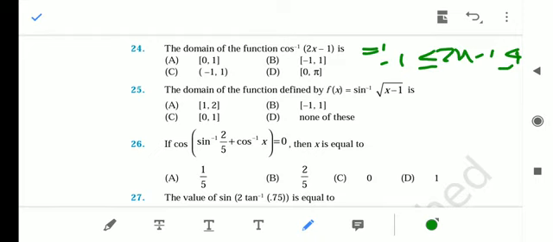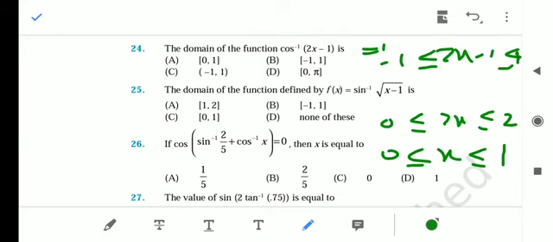On adding 1 to each term, we have 0 less than equal to 2x and less than equal to 2. On dividing by 2, we have x greater equal to 0 and less than equal to 1. So what should be the domain of cos inverse 2x minus 1? It is from 0 to 1 in closed interval. So the first answer is correct, that 0 to 1 is the domain of cos inverse 2x minus 1. Let us see one more question. Let us look at question number 26.